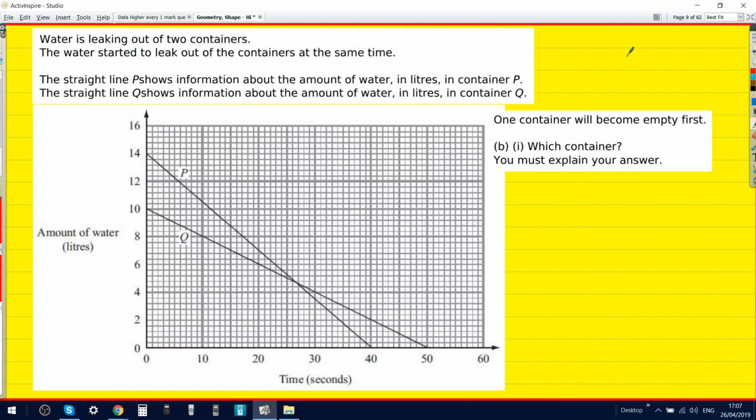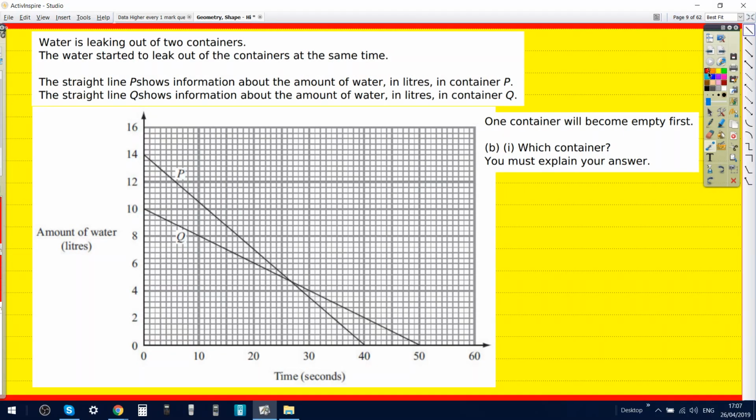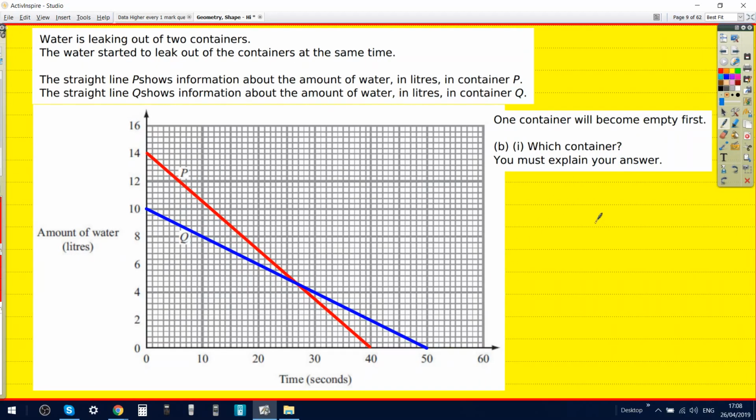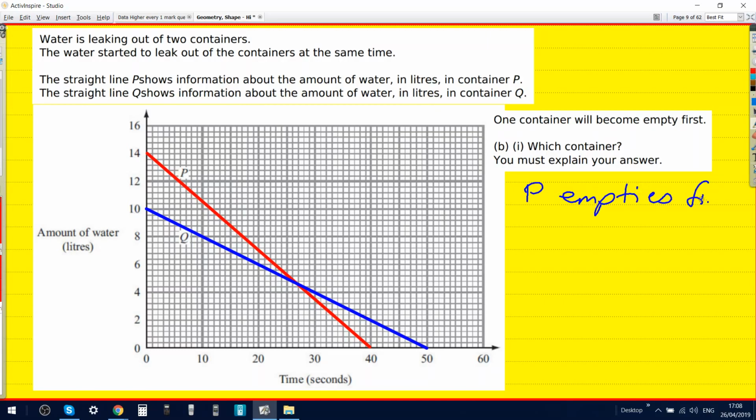The container Q will empty first, right? What time will it empty at? Well, Q empties 2 liters every 10 seconds, roughly. And what time does it empty at? Q empties at 40 seconds and P empties at 50, so Q empties first. Sorry, so P empties first. Yeah, P empties first. And give a reason for your answer, like at 40 seconds or something, or after 40 seconds. Yeah.